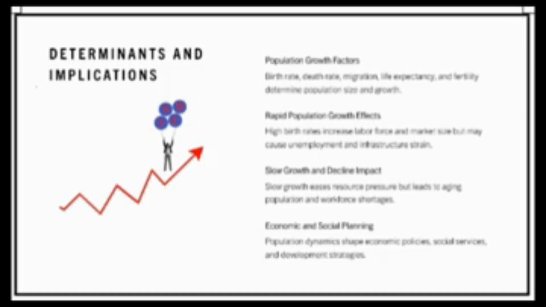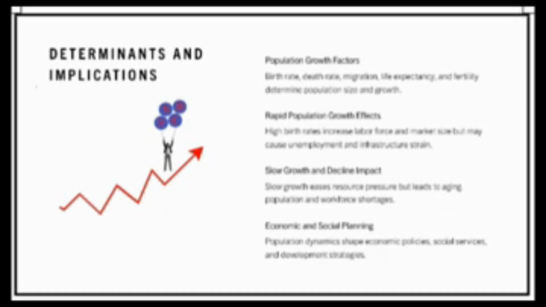Now let's look at the implication of population growth, either an increasing growth or a slow growth. First, we are going to look at the advantages of rapid population growth. When there is a rapid population growth, there is going to be a large market for goods and services, which will improve the economy. There is going to be a large labor force, that is the availability of workers in the labor market. And this will also mean more taxpayers.